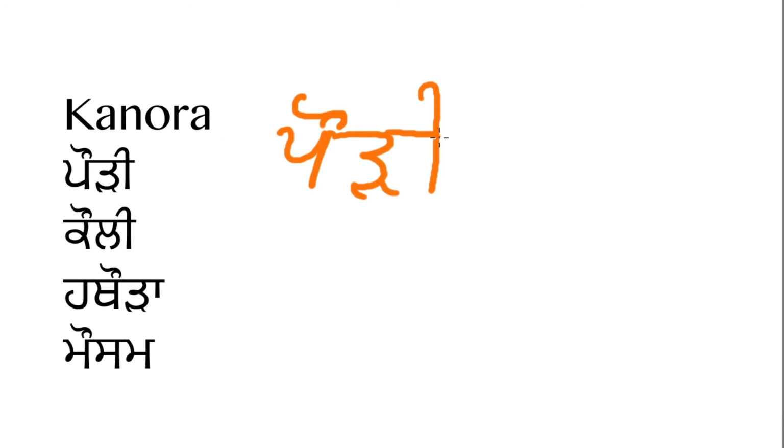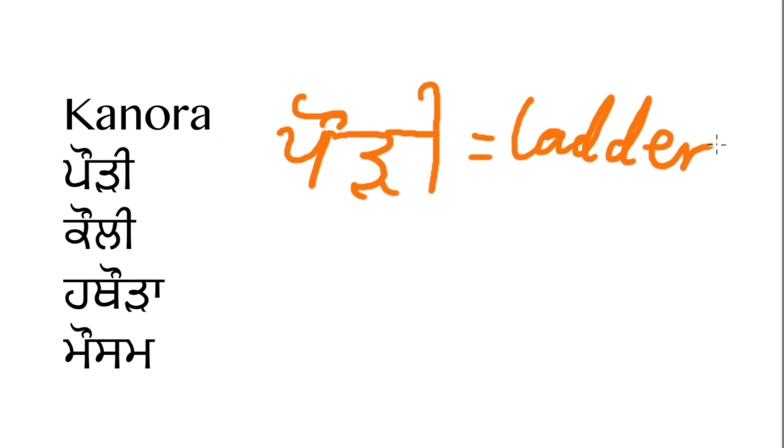So we have a Papa with a Kanora, and then a Rara, followed by a Bihari, to give us the word Paudi. Paudi. A Paudi is basically a ladder. So if you want to go up a ladder, you go up a Paudi in Punjabi.